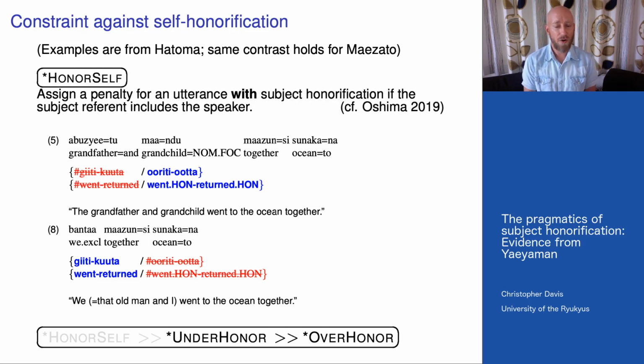I'll call it star honor self, and it's going to penalize any utterance with honorification of a subject whose referent includes the speaker. Now, by ranking this constraint above the other two, we can model the contrast between 5 and 8. In example 5, star under honor drives use of the honorific, and star honor self is not active because the subject referent doesn't include the speaker. But in 8, where the subject does include the speaker, that's going to bring star honor self into play, and because it's higher ranked, it's going to bar the use of the honorific that star under honor would otherwise require.